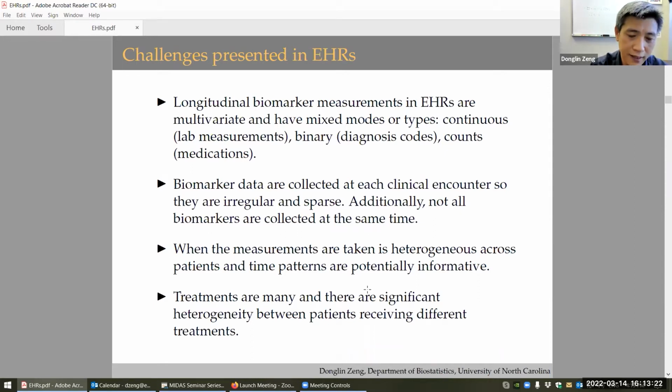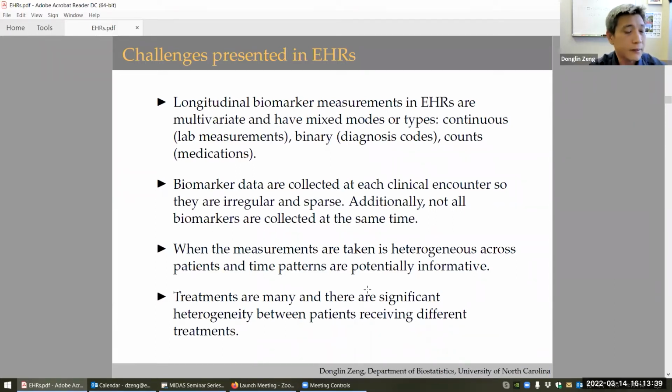So if the data are collected so irregularly, how are you going to put the information together across patients to come up with a reasonable variable which you can use for future analysis, right? So this is unstructured data. It's not like a matrix of data given to you.